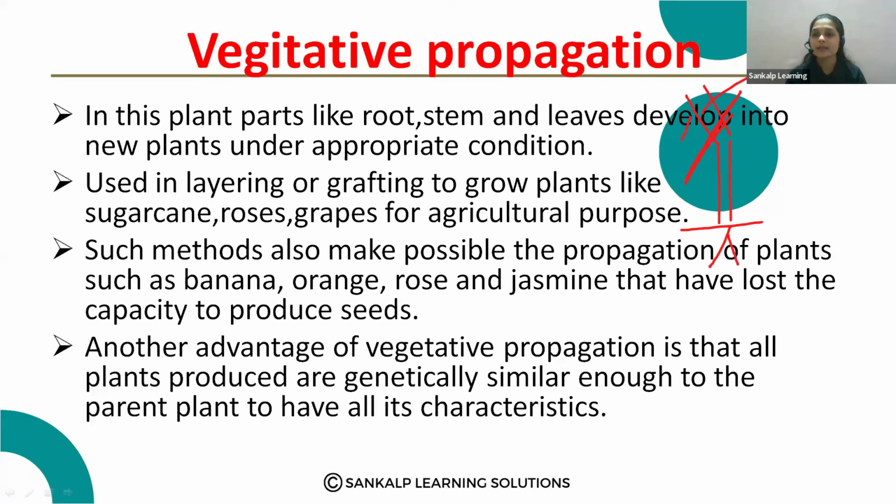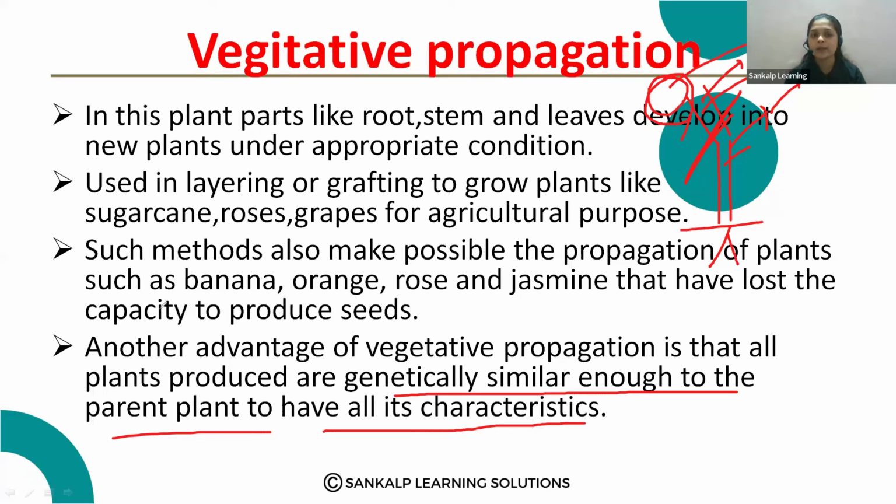So that new plant is genetically similar to the parent plant, having all the characteristics of the parent plant. What was this parent plant doing? It was producing large red roses, so the new plant will also produce the same. Okay, so genetically similar enough to the parent plant to have all its characters. So that is the use of vegetative propagation.